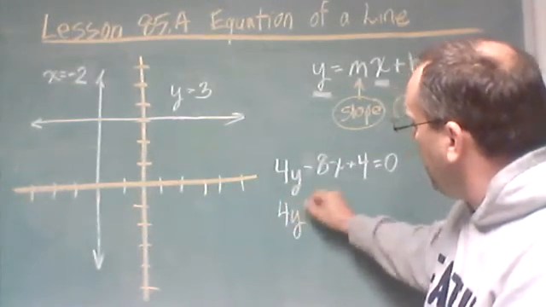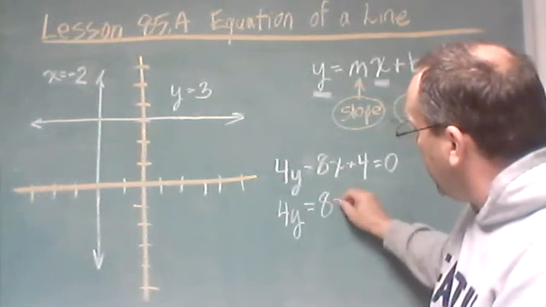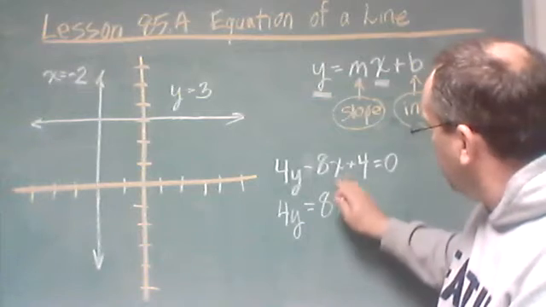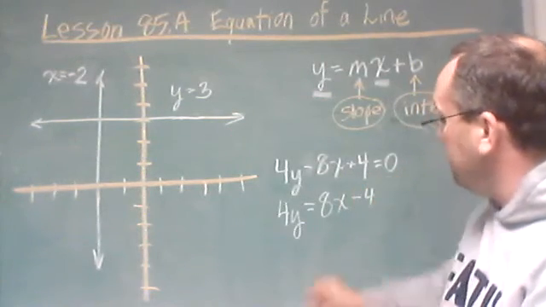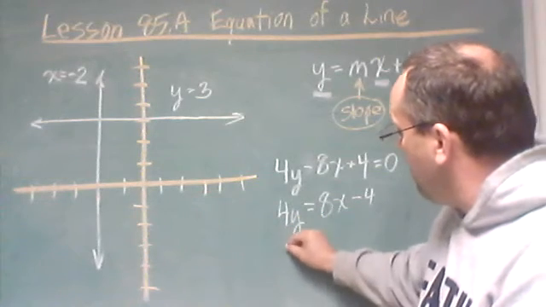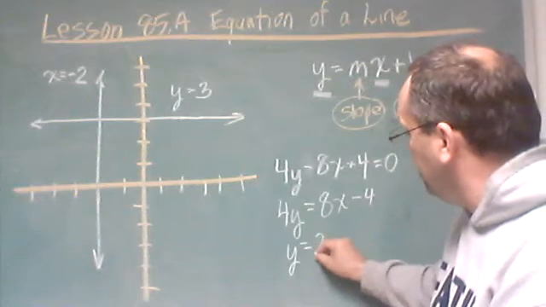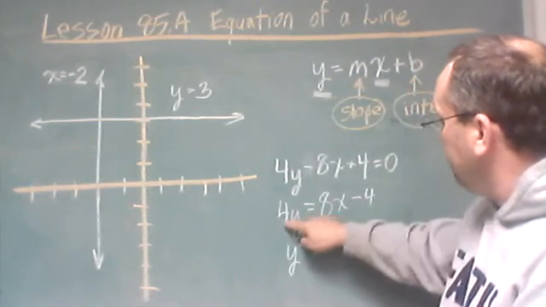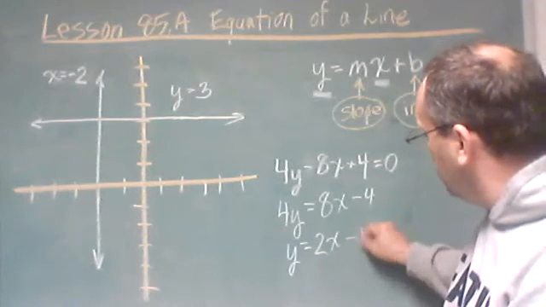So we keep this 4y over here. We send the 8x over to the other side, becomes a positive. We send the 4 over to the other side, it becomes a negative. We divide out that 4. y becomes 8 divided by 4, which is 2x, minus 4 divided by 4, which becomes minus 1.